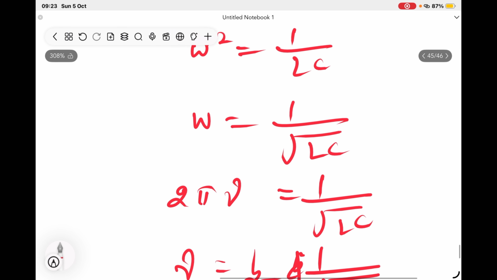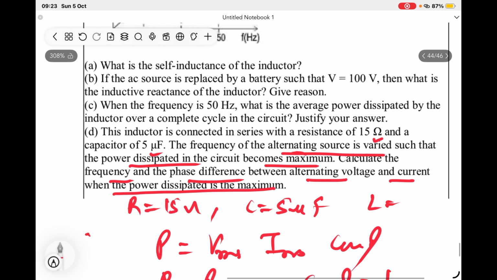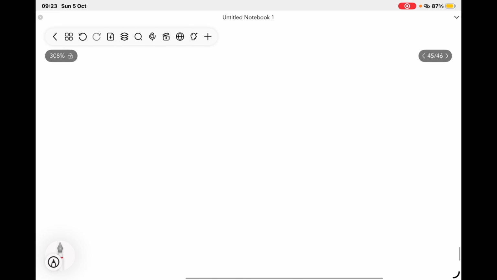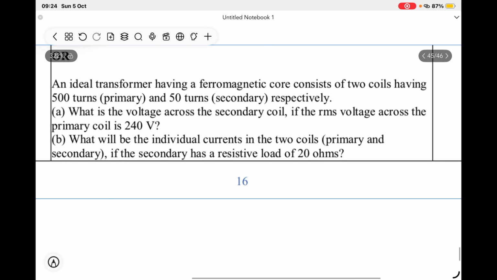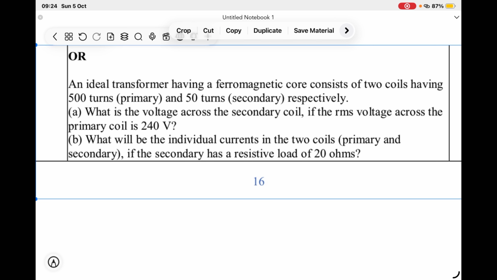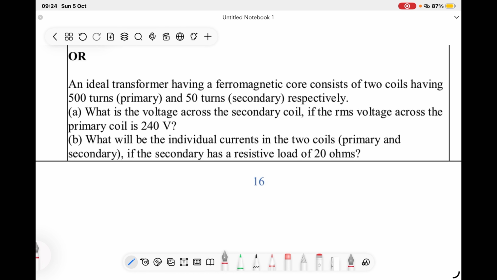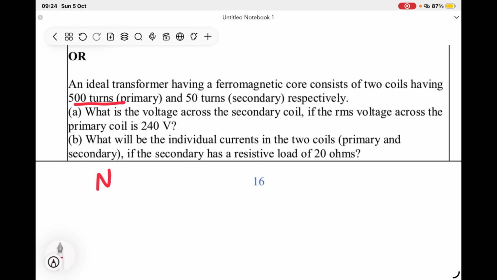So let us see the next part of the question. Okay, it was up to here, D. Let us see this question. An ideal transformer having a ferromagnetic core has 2 coils. The number of turns of the primary coil is 500. The number of turns of the secondary coil is 50.